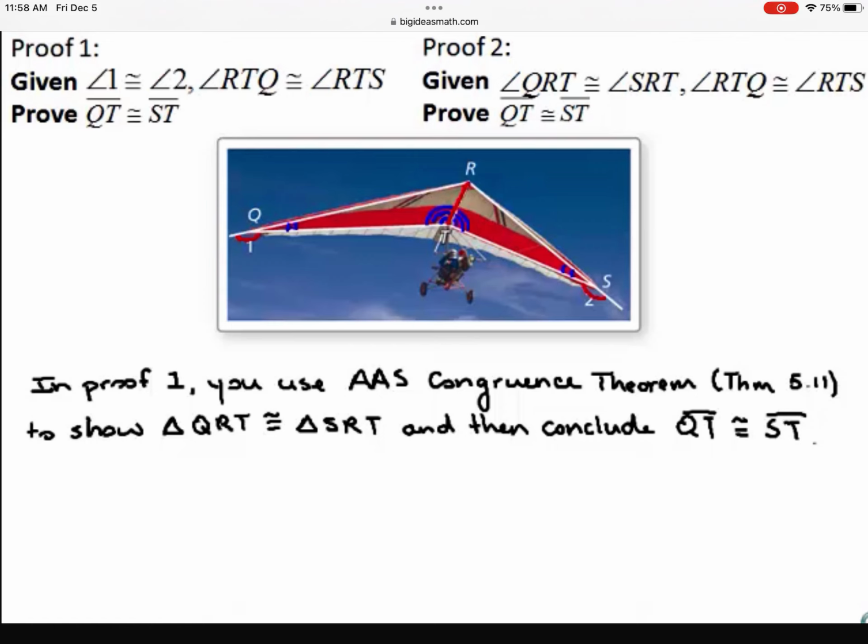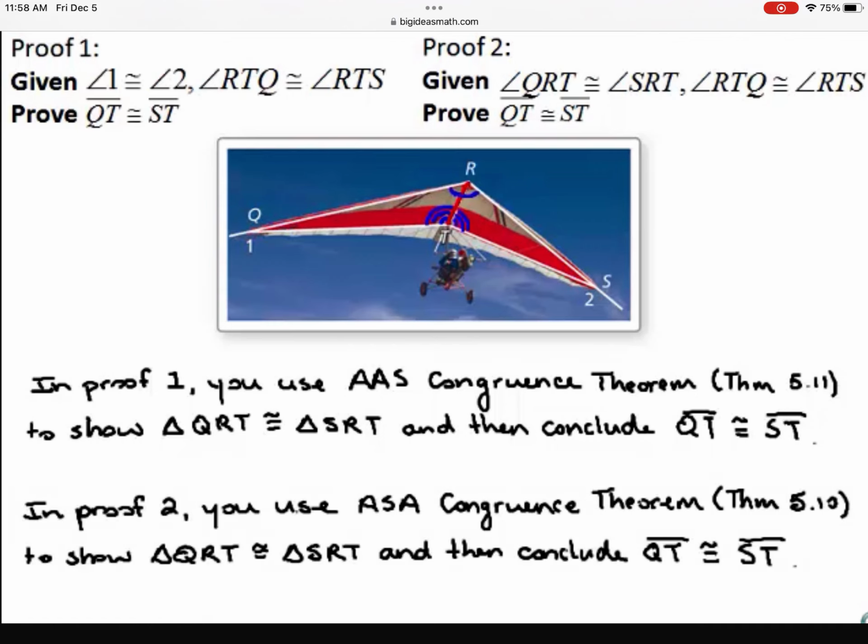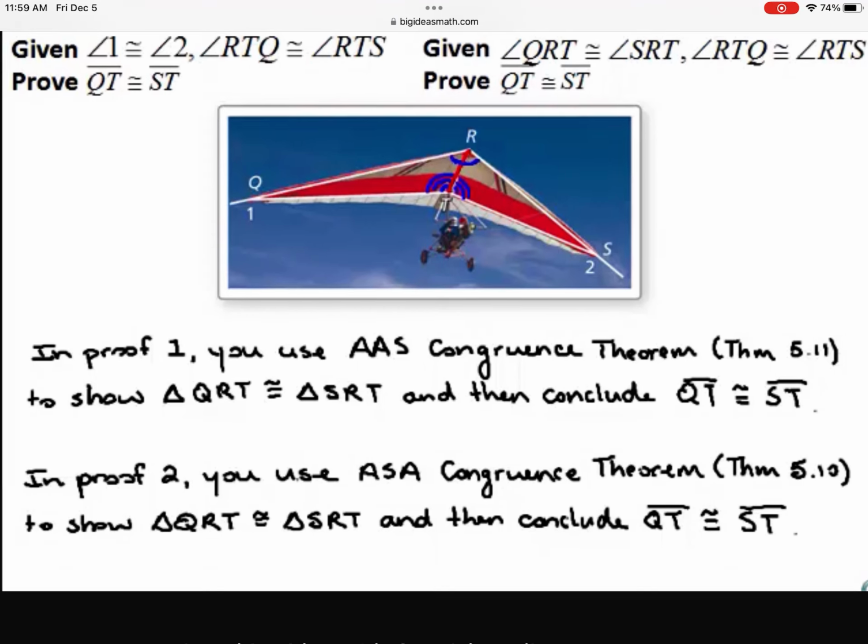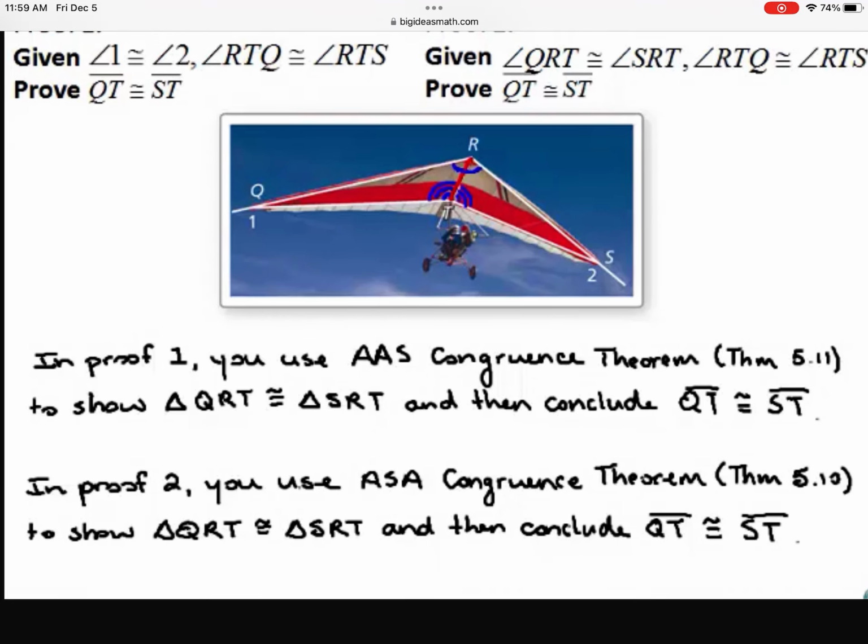in the corresponding triangles. In proof 2, you use the ASA congruence theorem to show that triangle QRT is congruent to triangle SRT, and then conclude that line segment QT is congruent to line segment ST. You use the ASA congruence theorem because in the diagram you are given corresponding angles, sides, then angles that are congruent in the corresponding triangles.